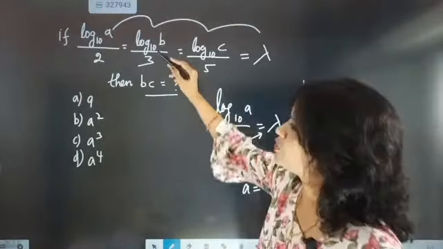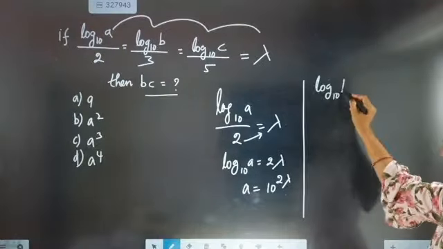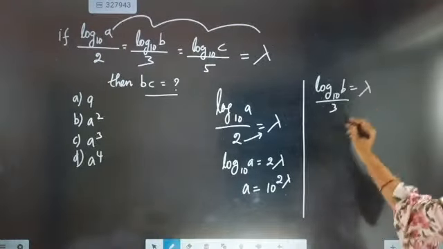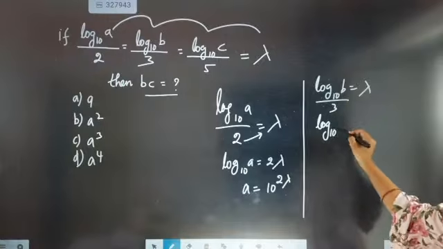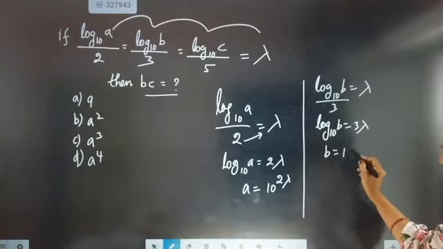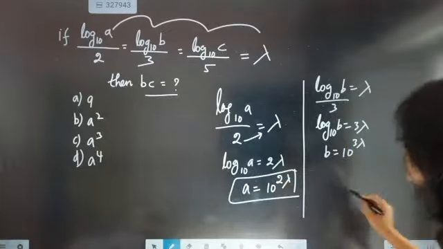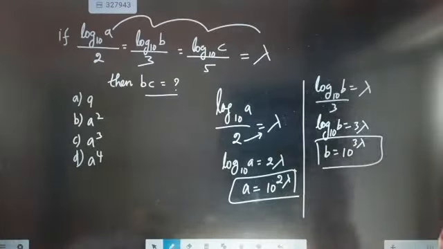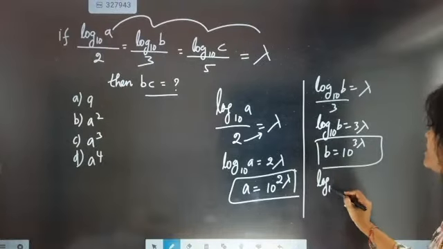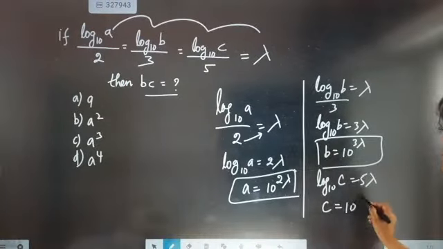Same logic we are going to use for this one. Log base 10 b by 3 equal to lambda, so log base 10 b equal to 3 lambda. Again, b will be equal to 10 to the power 3 lambda. So a is equal to 10 to the power 2 lambda, b equal to 10 to the power 3 lambda. Again, log base 10 c equal to 5 lambda, so c is equal to 10 to the power 5 lambda.